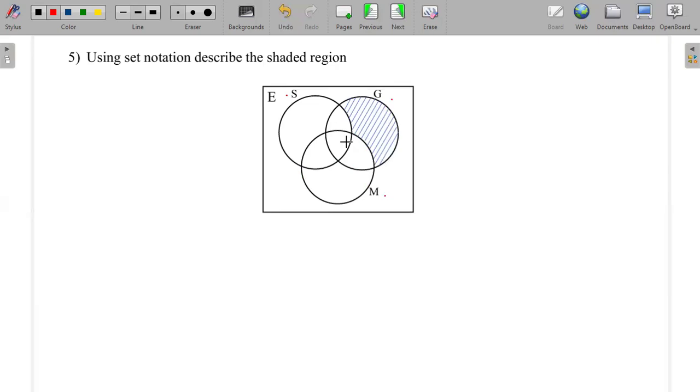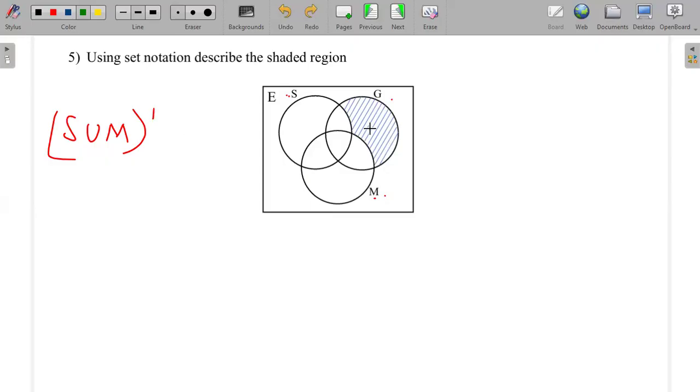So we first of all see that the shaded region is outside S union M. Okay, you can see S union M is this part here, or this part here. This is S union M. Okay, so we can see that the shaded region is outside that thing. Okay, so I'm just going to say S union M. Okay, but because in S union M, I can't see any shaded line, I'm going to say this is the complement. So this is S union M complement.